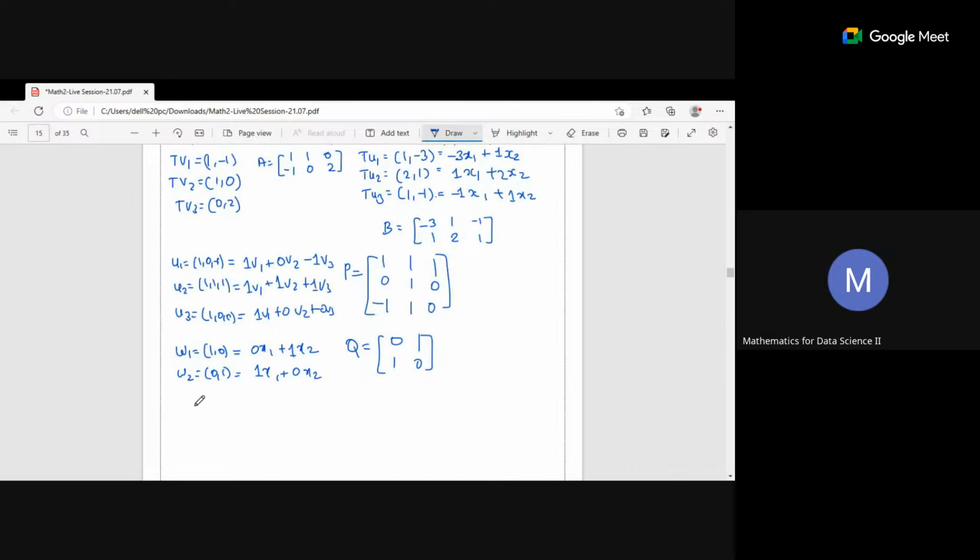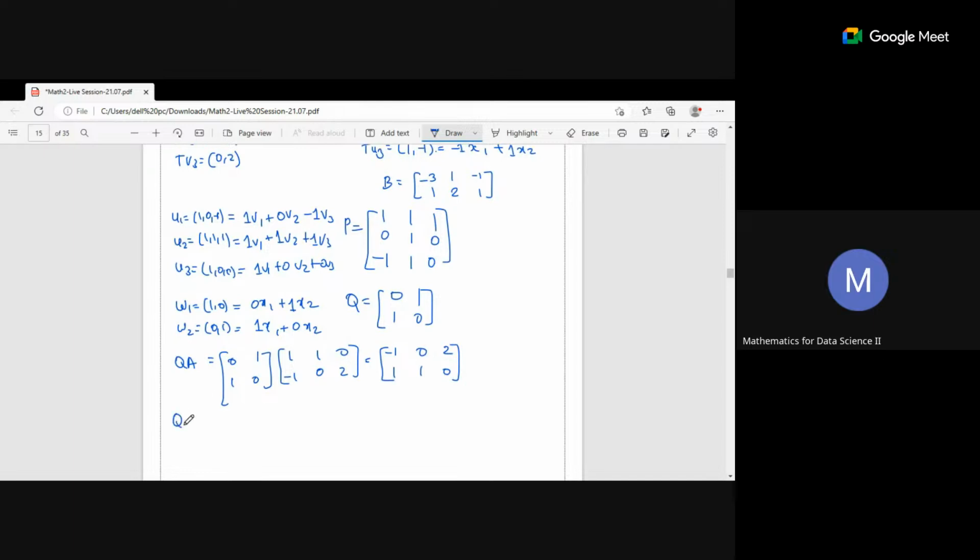Okay. Now let us verify whether it is true. So let us find what is QAP. At first I will write what is QA, then we'll multiply with P. Q is 0, 1, 1, 0, and your A is 1, 1, 0, minus 1, 0, 2. So what is the matrix you get? Minus 1, 0, 2, and then you have 1, 1, 0. Okay. And then let us do QAP.